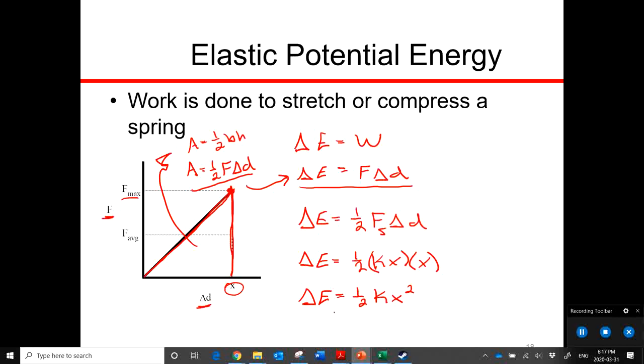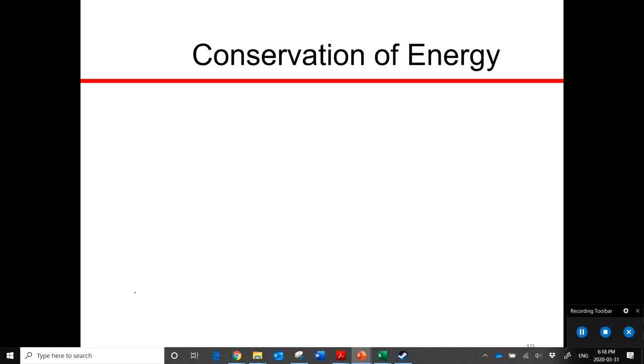So this is our potential or our spring energy. At the equilibrium position, which would be down here at the bottom of the graph, it crosses through zero. That's because the energy at equilibrium is zero. There is no potential energy. That's the spring's resting place. So when we deal with energy, we also have to deal with the conservation of energy.